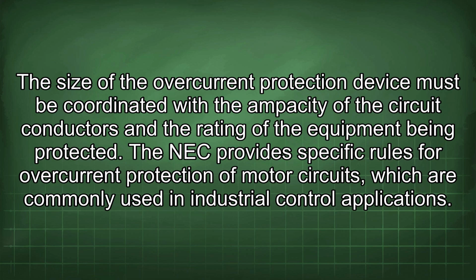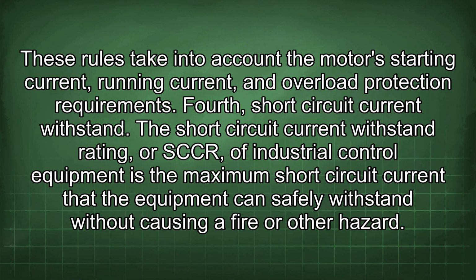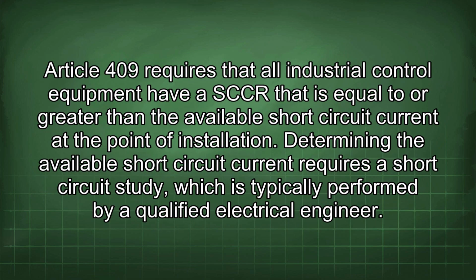The NEC provides specific rules for overcurrent protection of motor circuits, which are commonly used in industrial control applications. These rules take into account the motor's starting current, running current, and overload protection requirements. Fourth, short-circuit current withstand. The short-circuit current withstand rating, or SCCR, of industrial control equipment is the maximum short-circuit current that the equipment can safely withstand without causing a fire or other hazard. Article 409 requires that all industrial control equipment have a SCCR that is equal to or greater than the available short-circuit current at the point of installation.